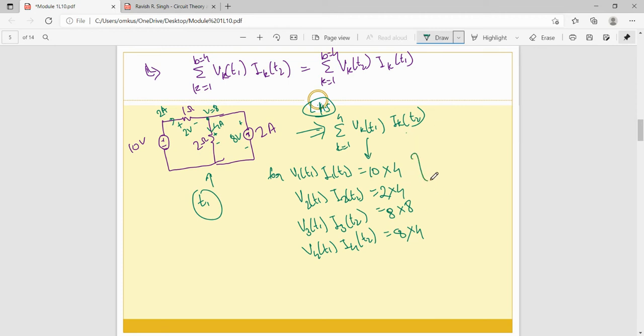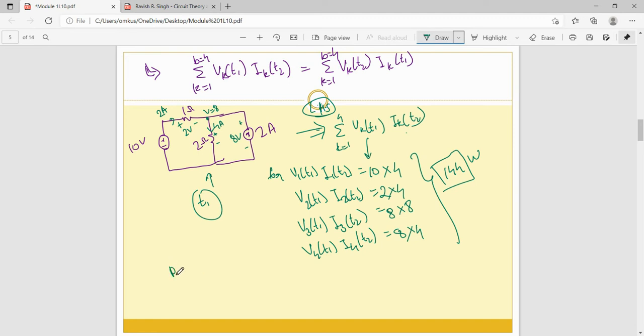Okay, so when you sum all this up, you will get 144 watt. Now I hope it is clear to you how this value is taken out. Okay, कैसा लेना है ये आपको समझ में आ गया होगा. So this is your LHS.